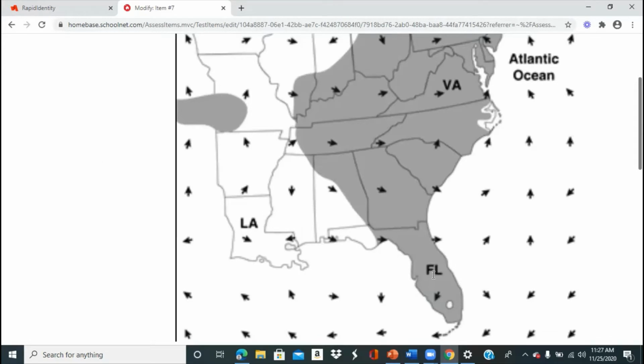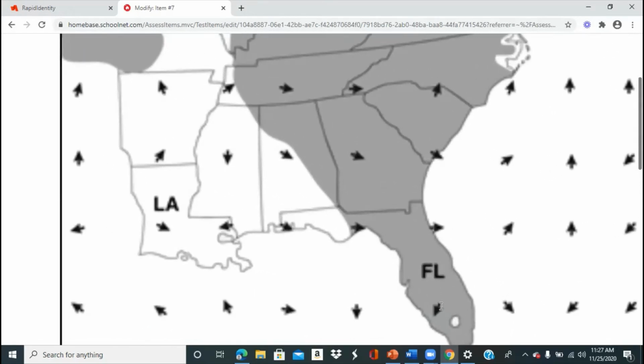So we move towards Florida. If you look at Florida, there are several arrows moving from Florida towards the water formation, which is the Atlantic Ocean.